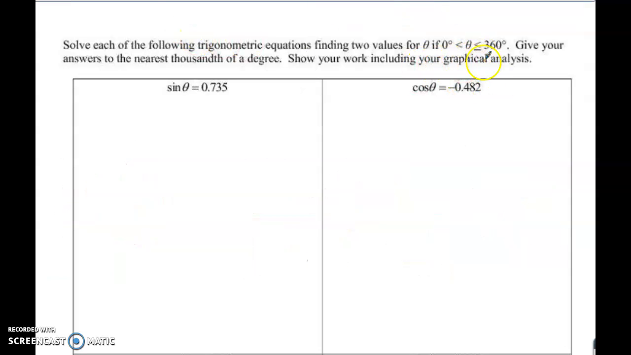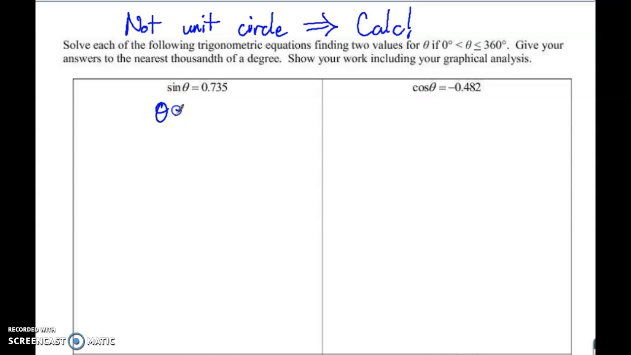Now this next one, you do need a calculator. This is not on the unit circle, so when it's not a unit circle problem, go to your calculator, and to find theta, as I mentioned, you do inverse sine. And again, pay close attention to the directions, because at any point I can switch from degrees to radians.